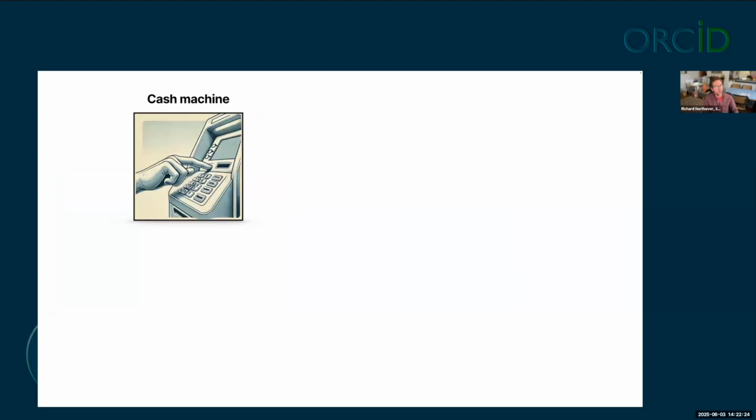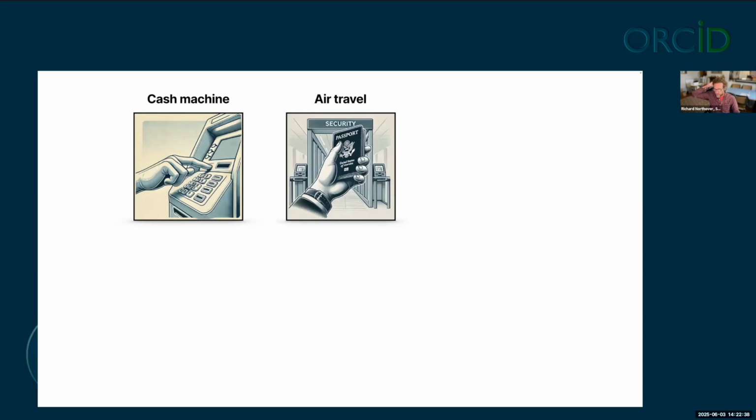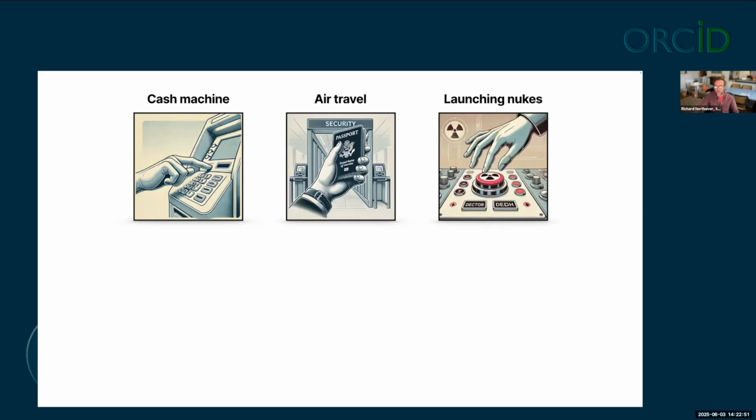Not all actions in the real world present the same level of risk. Getting money out of a cash machine requires a PIN number and a card, which is less effort than boarding an airplane, because that's a riskier action. So you have to go through more, you have to have a passport, you have to go through scanning and so on, right? And this in turn is less effort and less risky than launching the nuclear missiles, we would hope. So that would require a lot more security and a lot more verification.